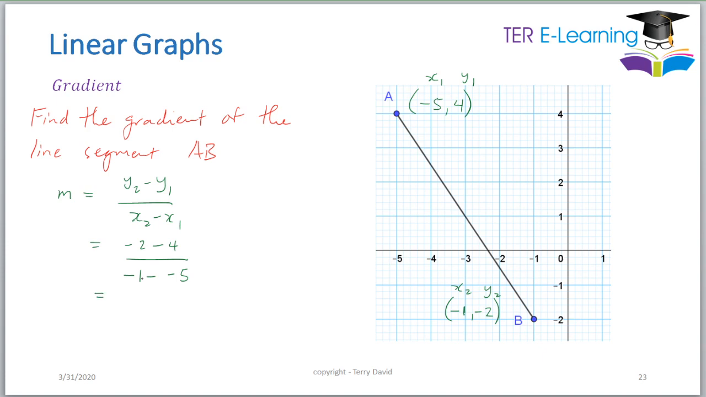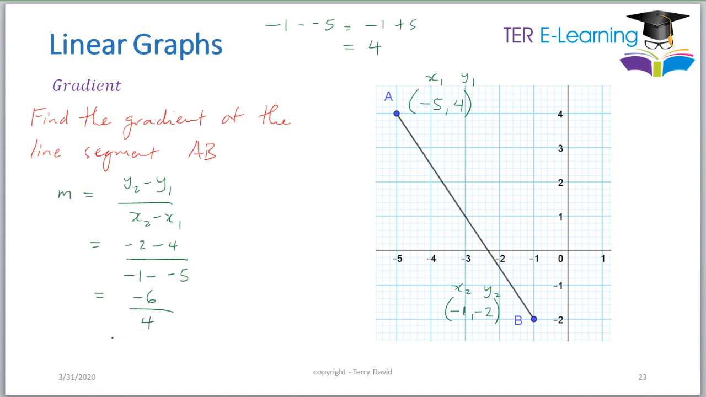Now I deliberately gave you this particular question because it's one where students typically make mistakes in the calculation. Minus 2 minus 4 gives me minus 6, divided by minus 1 minus 5. Let me work that up here. Minus 1 minus 5 is the same as saying minus 1 plus 5, which is equal to 4. So you need to be careful with this calculation at the bottom. When you work out minus 1 minus minus 5, you get minus 1 plus 5, which is 4.